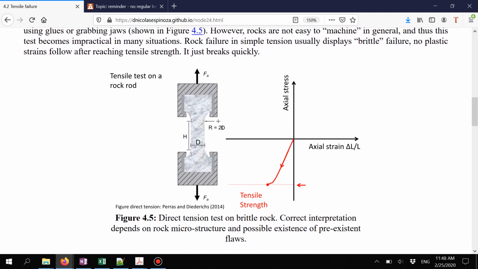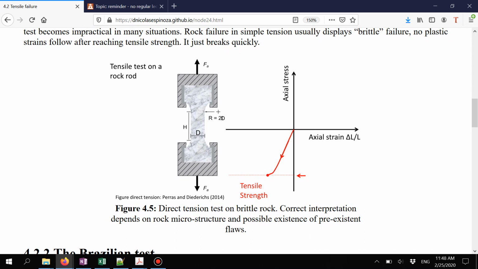An alternative to that is to shape the rock so that you can pull from the ends without applying any compression on the sides, or without any type of jaws, or sometimes also you can use a cement to bond the rock to the ends, but then your cement has to be stronger than the rock itself, which might not be easy to do.